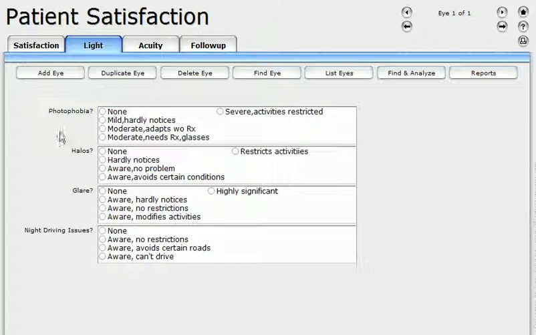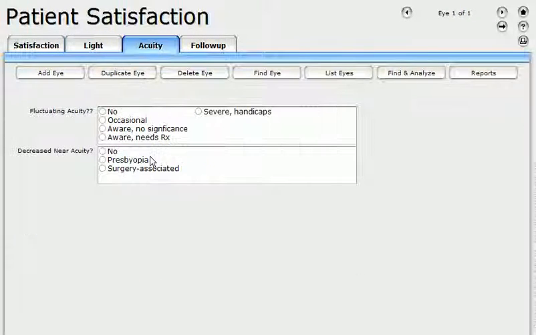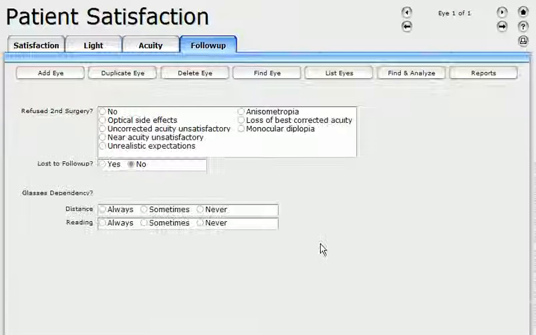Do they have any light sensitivity issues? Do they have any visual acuity issues? And were these patients lost to follow-up? And are they wearing their glasses, and are they dependent on them at any point in time?